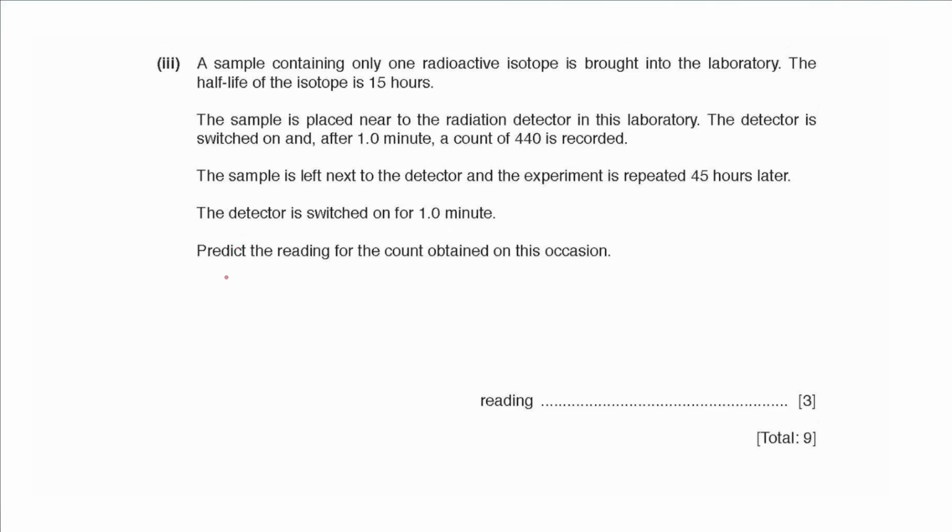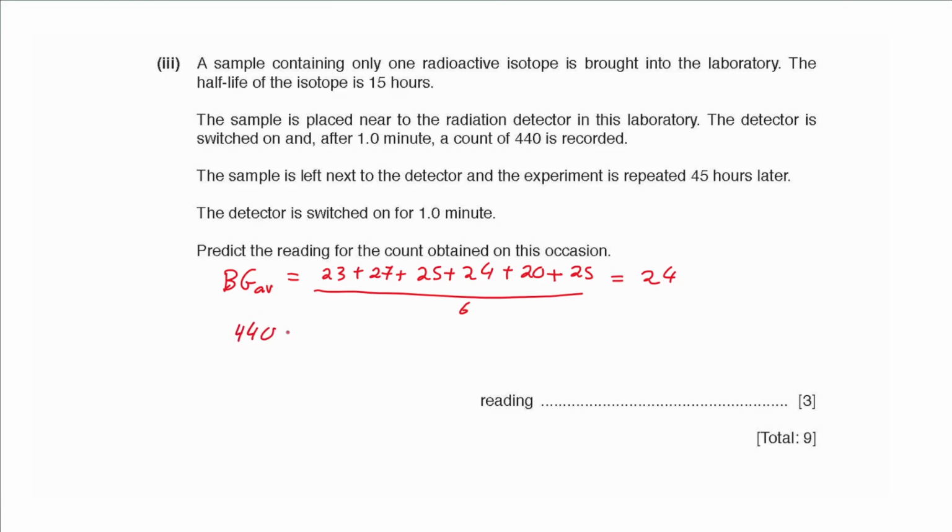First, we need to calculate an average value for the background. We have the values from the previous page: 23, 27, 25, 24, 20, and 25. We add these all together and then we divide by the number of the readings, which is 6. That gives an average of 24. Then we use that to correct the initial reading, 440 minus 24. That gives an activity of 416. This is the initial value.